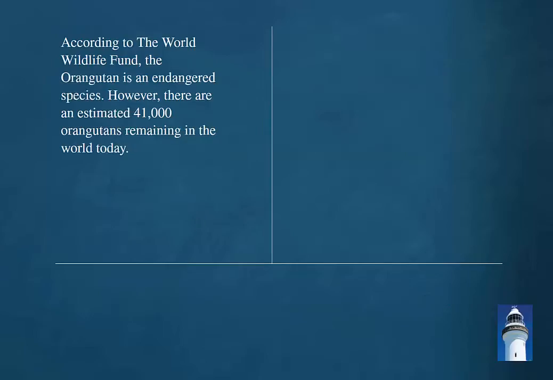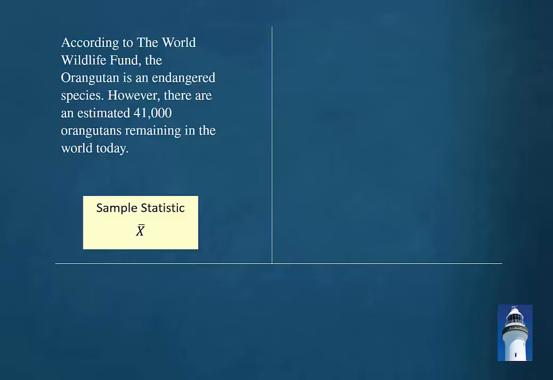According to the World Wildlife Fund, the orangutan is an endangered species. However, there are an estimated 41,000 orangutans remaining in the world today. Observing 41,000 orangutans would be prohibitive in a number of ways. So if we wanted to calculate the mean of a variable associated with the orangutan, we would utilize a technique for obtaining a random sample and then calculate a sample mean. Then we would report that sample mean correctly as x bar.